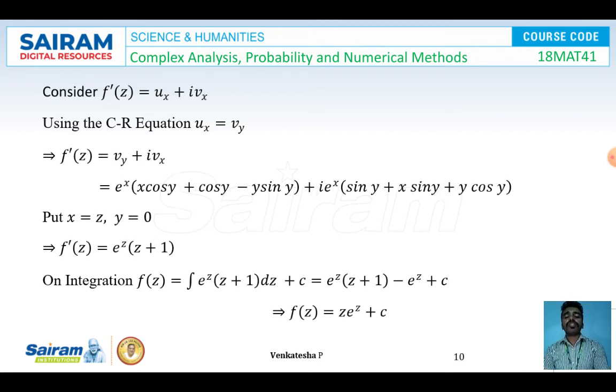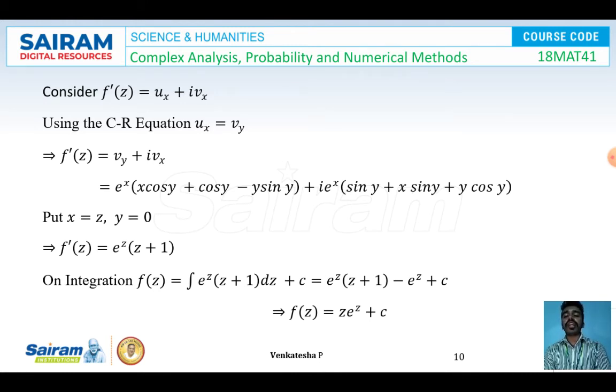So now once we got this ux and vx, I am going to take the derivative formula f dash of z is equal to ux plus ivx. Since the problem is not having the ux term, I am going to convert this ux as vy by using the CR equation. So now the f dash of z will become vy plus ivx. Now I'll be replacing the value of vy and vx here.